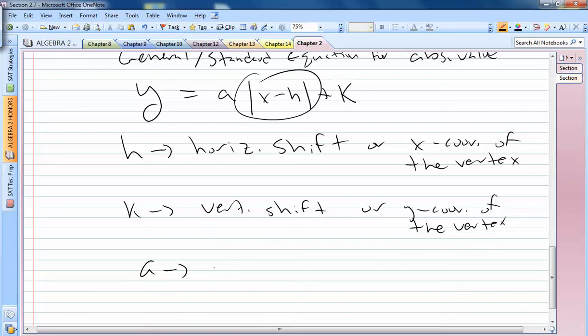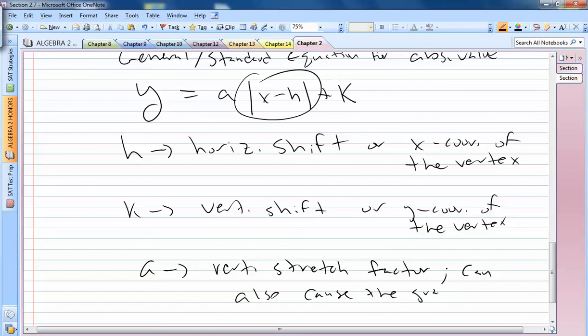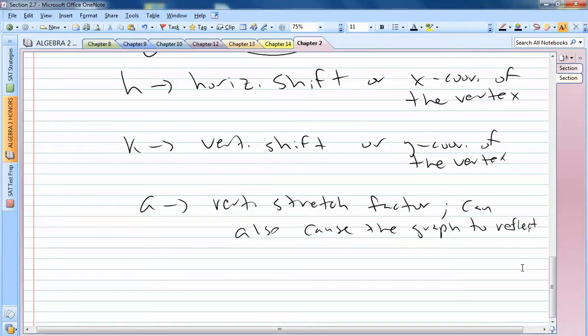The a will affect the vertical stretch. So we call it the vertical stretch factor. It can also cause the graph to reflect. That's another thing to keep in mind. So let's do one more complicated problem, and then we'll end the video.